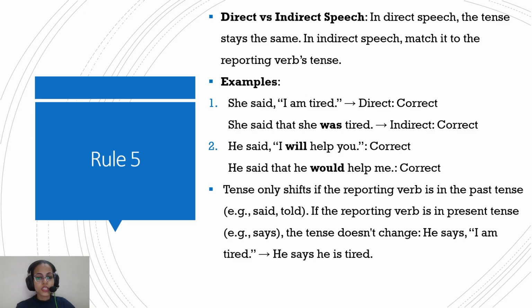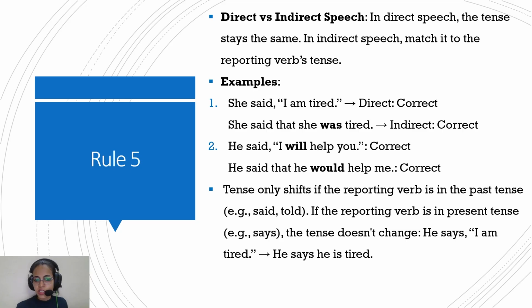Now we see that the reporting verb's tense is said, that is past, and then was. So we will use was, that is also past tense. So both the tenses are consistent now. In indirect speech, we look at the reporting verb's tense, and accordingly we will choose the other verb's tense also. So she said, which is in past, and hence we'll use was, that she was tired.